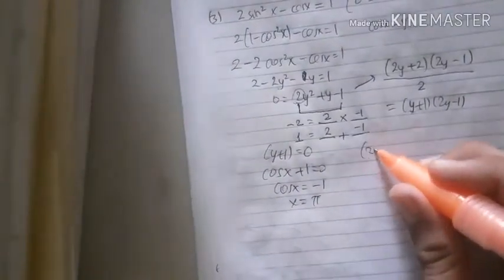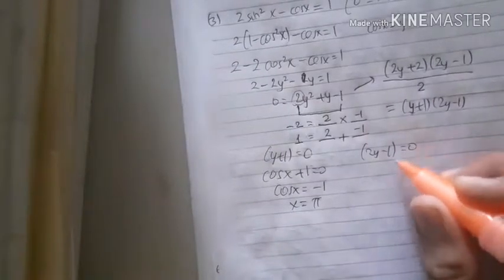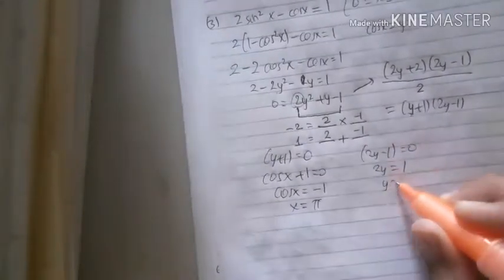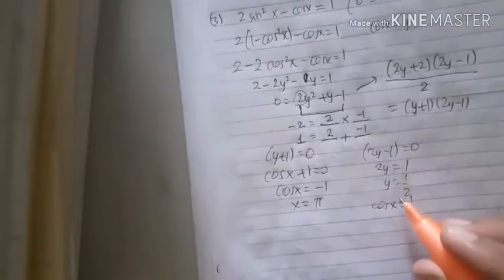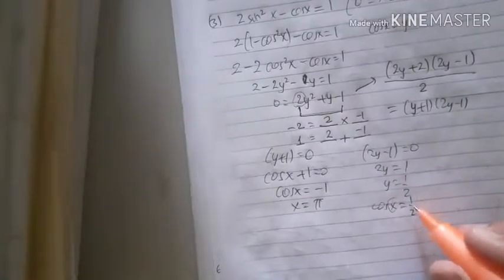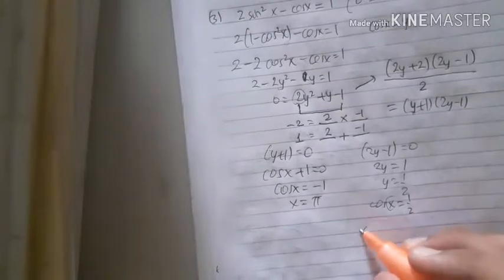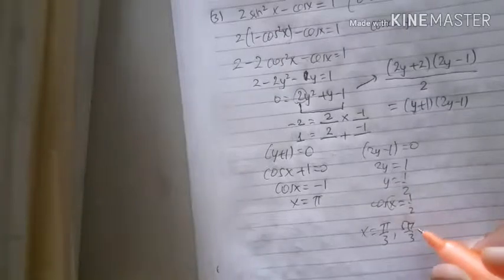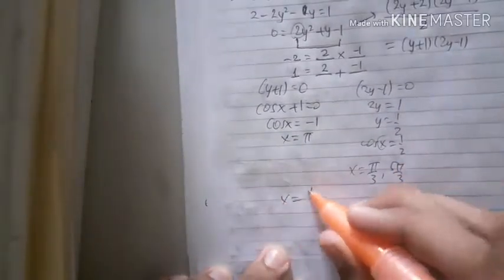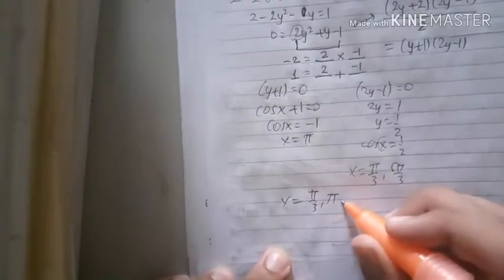And now for the other factor: 2y minus 1 equals 0, 2y equals 1, y equals half, cosine x equals half. So the angles which make it 1/2 are x equals pi over 3 and 5 pi over 3. So the solution for number 3 is x equals pi over 3, pi, and 5 pi over 3. Okay, so that is the trigonometric equation from number 3.